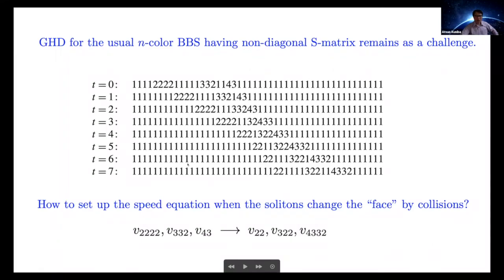Then how do we set up the speed equation when the solitons change their phase by collisions? We may have this kind of effective velocity variable corresponding to the initial state, but in the final state we end up with these kinds of variables. Then how do we set up this effective speed equation? It should contain combinatorics and that sort of thing. That should be pretty interesting. I tried several possibilities, but without success. So I think this is an outstanding problem.